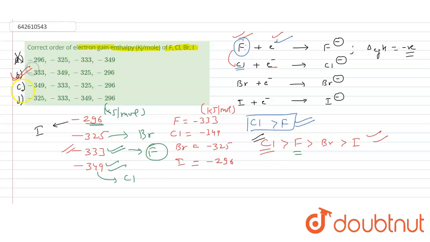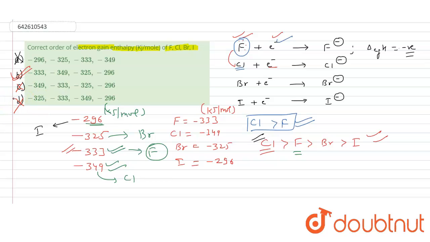If I talk about option C, that is minus 349. This is the highest energy, and we know that fluorine has a lesser electron gain enthalpy as compared to chlorine. So this will not be the right answer, and this belongs to bromine. So this will not be the right answer.